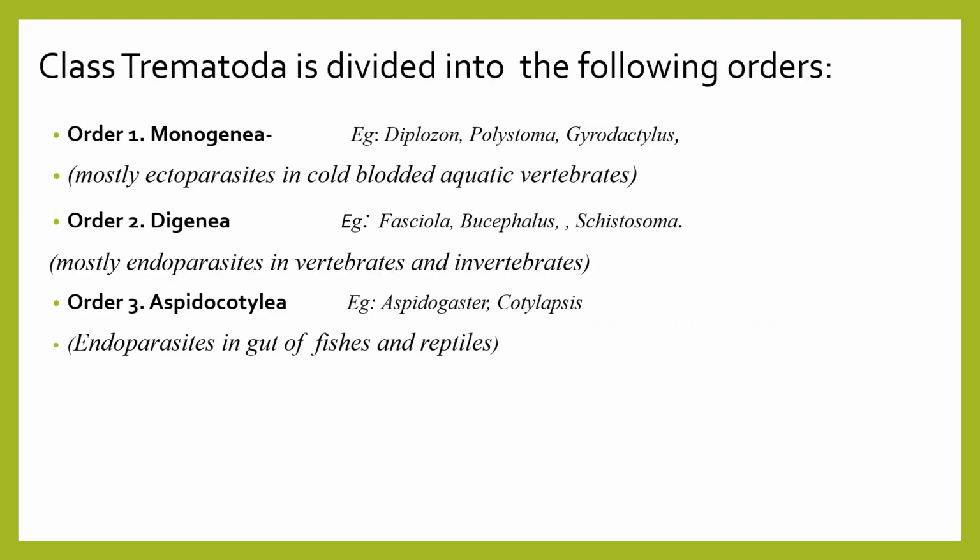The class Trematoda is divided into the following orders. Order 1 Monogenea, and these monogeneans are mostly ectoparasitic on aquatic vertebrates. Examples: Gyrodactylus, Diplozoon and Polystoma. Order 2 Digenea, these are mostly endoparasites in vertebrates and invertebrates. Examples are Fasciola, Schistosoma and Bucephalus. Order 3 Aspidogastrea, these are endoparasites in the gut of fishes and reptiles. Example Aspidogaster.